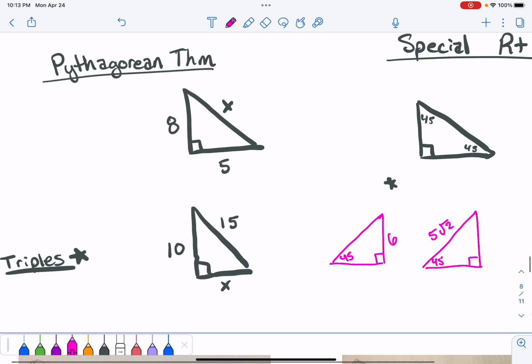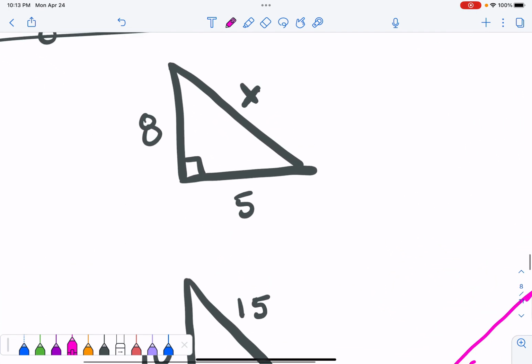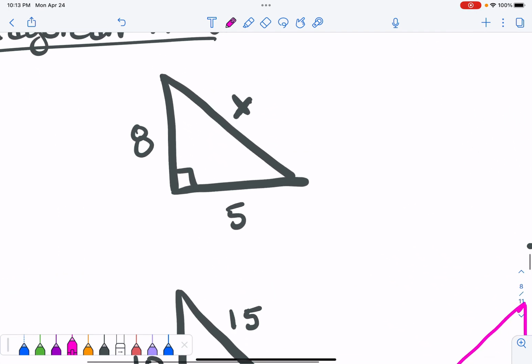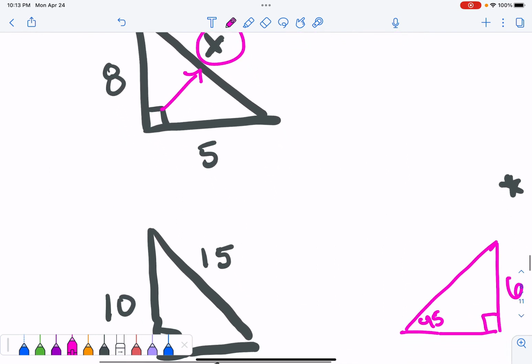So the rest of this stuff is all geometry and trig stuff. Starting with the Pythagorean theorem, this is just a really quick rundown of the Pythagorean theorem. A squared plus b squared equals c squared. And side C, make sure you're tracking him. Side C is going to be the one that's opposite the 90-degree angle. So don't lose where he's at.